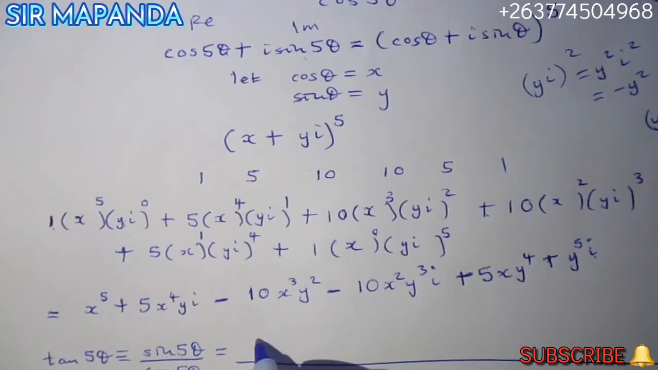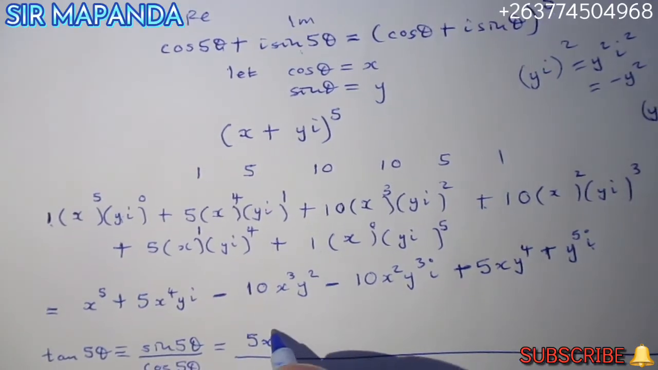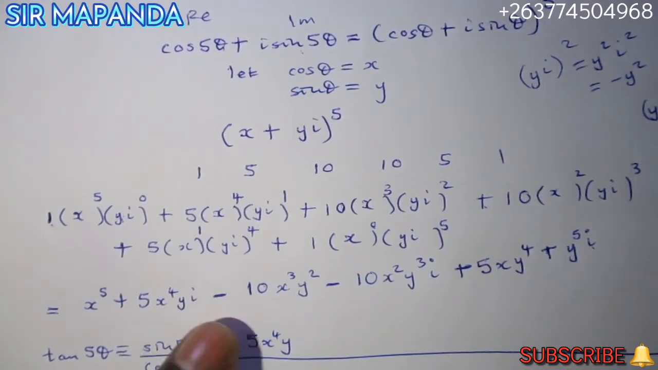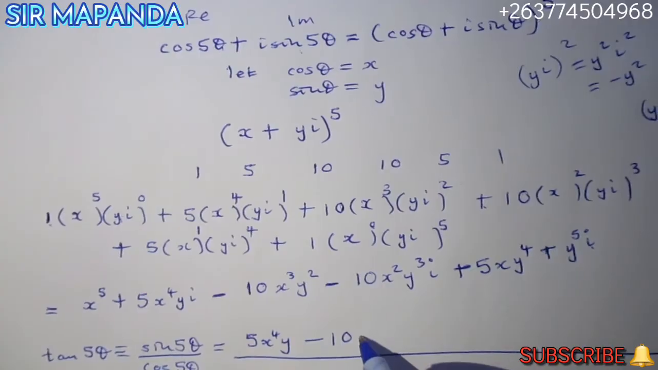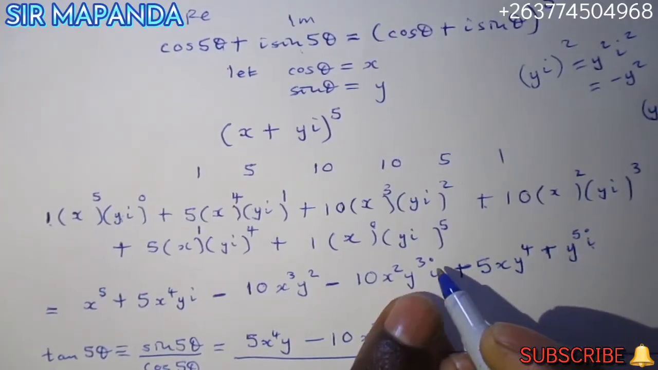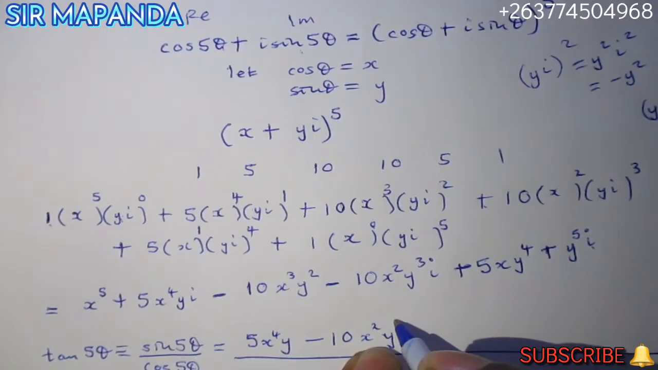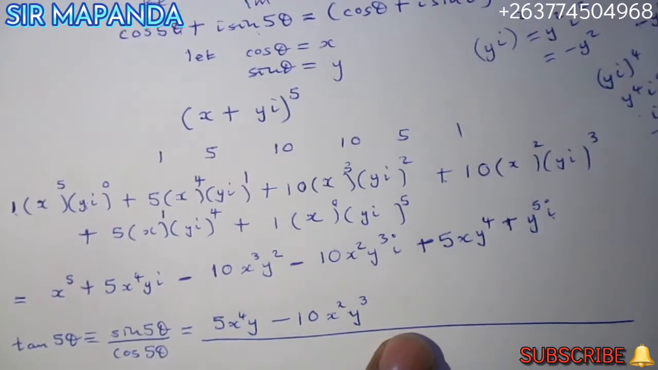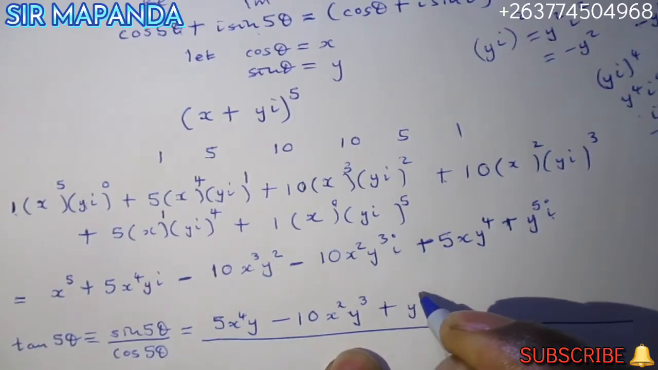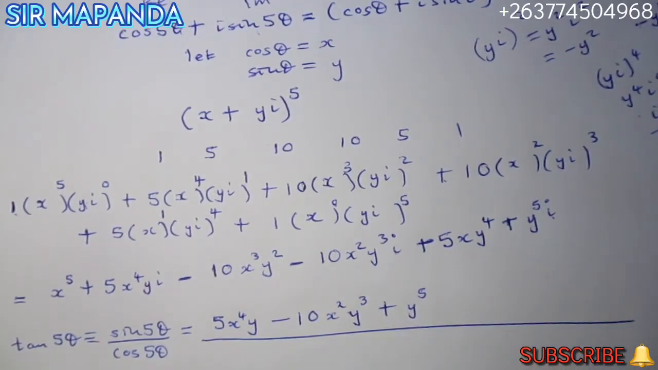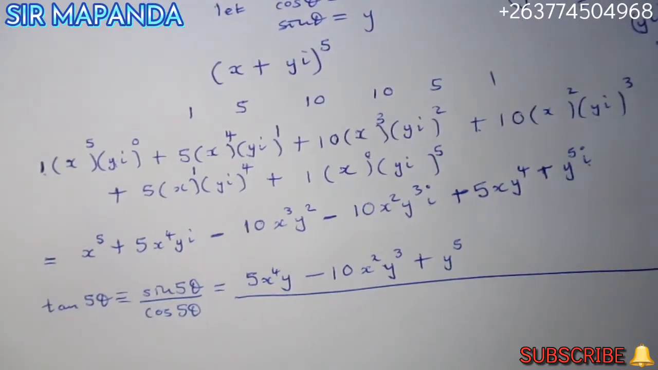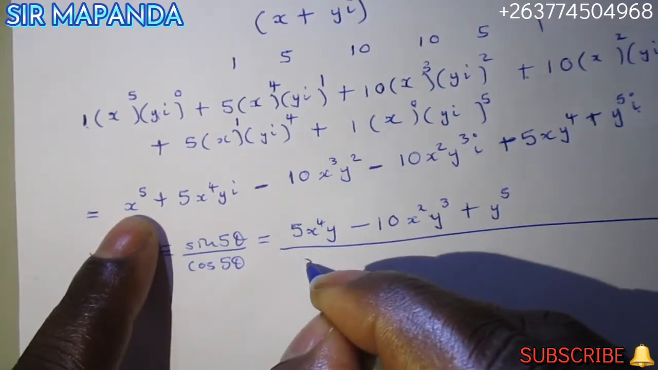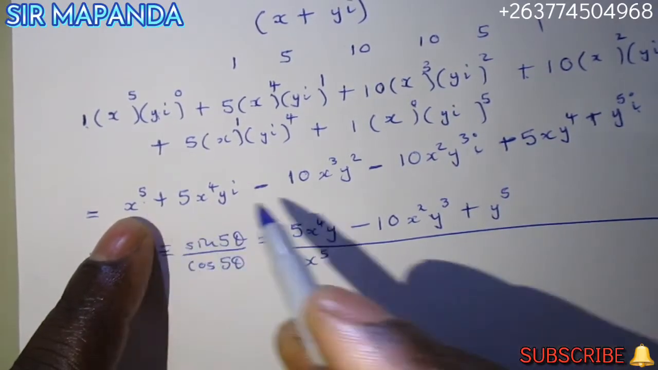So the terms with i, we have 5x to the power of 4 y. This is the first term in i. Another term in i, we have minus 10 x squared y cubed, right? Then another term in i, we have plus y to the power of 5. We are done with the numerator. Then on the denominator, I'm going to put the real parts without i. We have x to the power of 5, right? What else do we have?